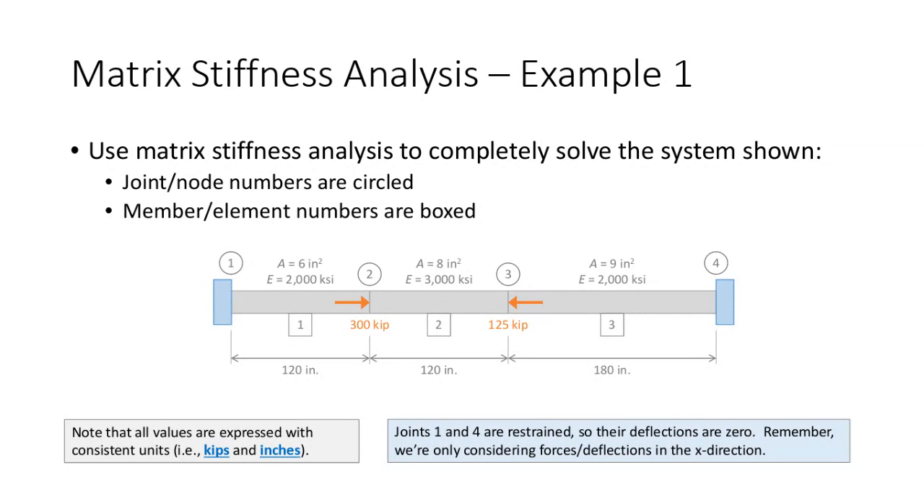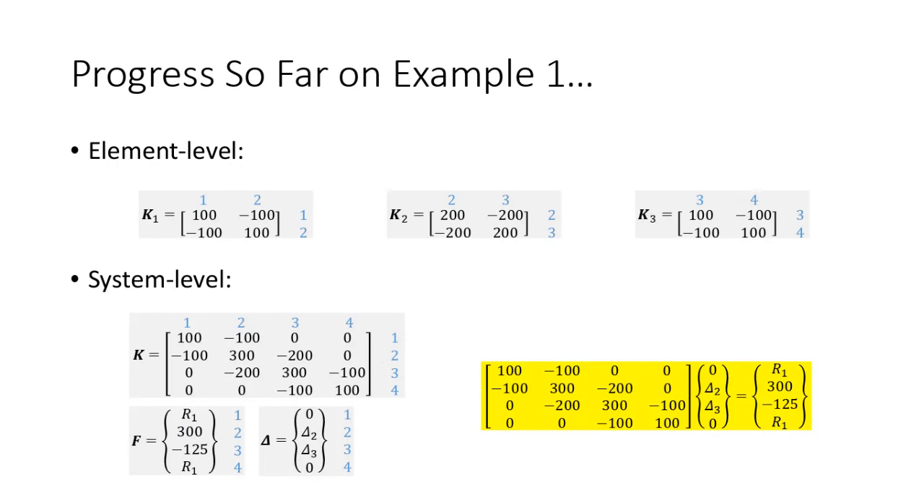Let me skip ahead to this next slide, because what I've done here is I've said, here's our progress so far. So on the element level, what we've got is the stiffness matrix for each element. Remember, we computed the EA over L for each element. So we got 100 for element 1, 200 for element 2, and then 100 for element 3. And then we assembled those.